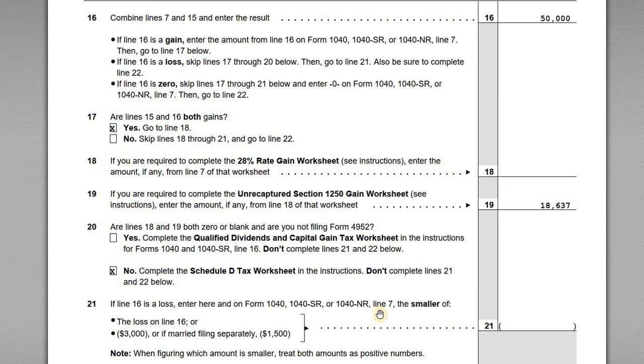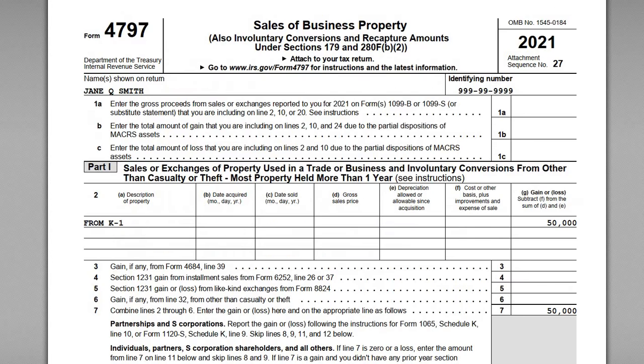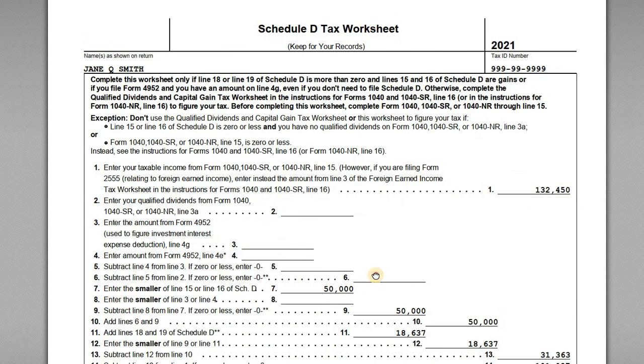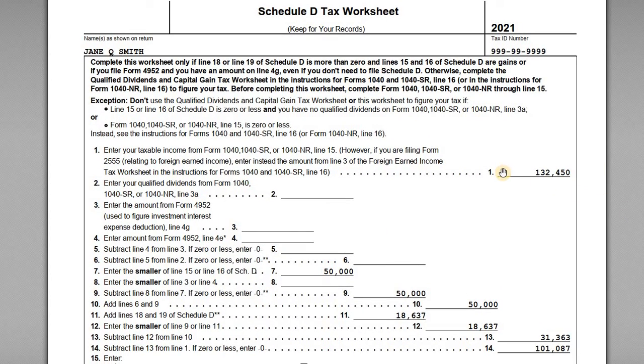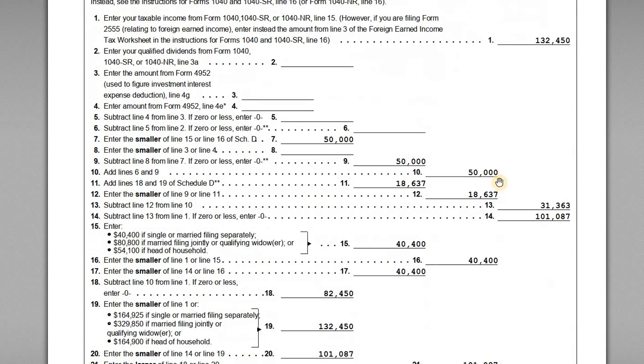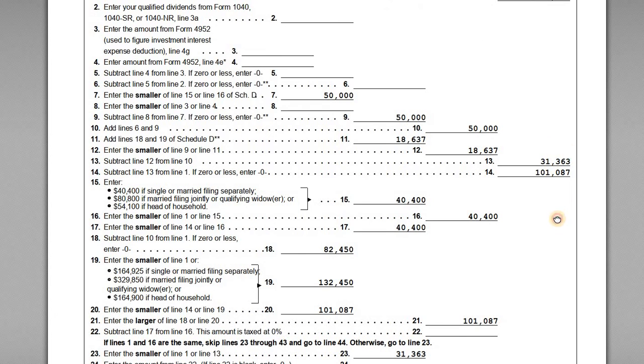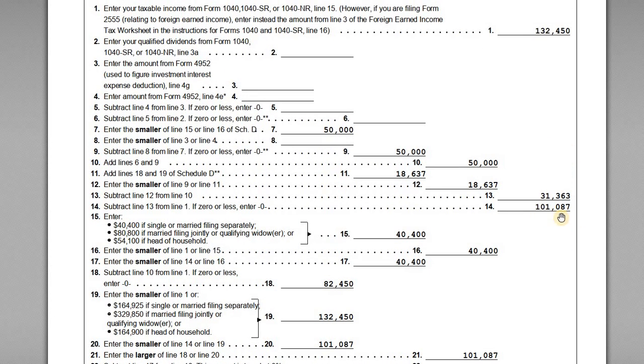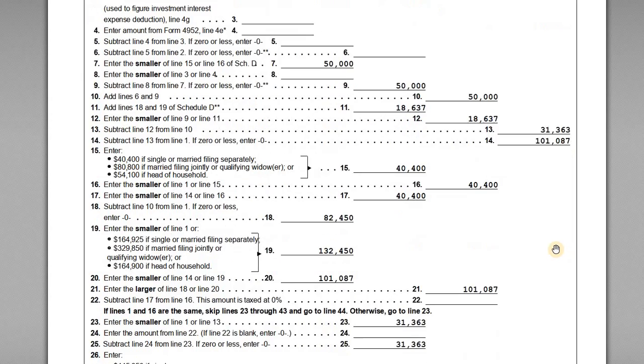Now, where you'll see the different computations is on the Schedule D worksheet. So we look at the Schedule D worksheet, right? There's her starting point for her taxable income. We've got the same breakout for the 1231 gains, right? The 50K in 1231 gain, the unrecaptured 1250 portion, 18,637. And so we take out the long-term capital gain, arriving at this line 14 number.